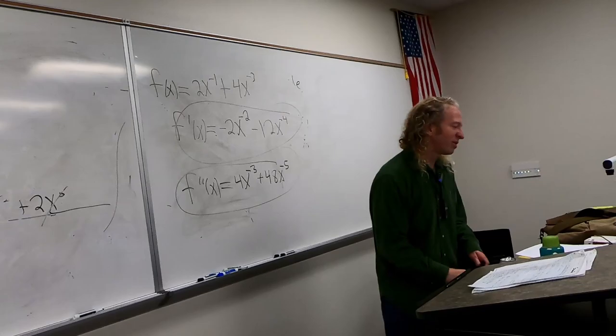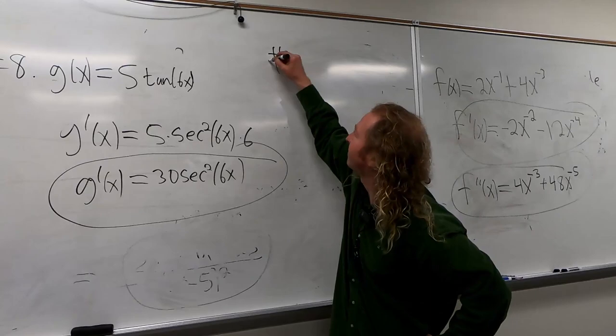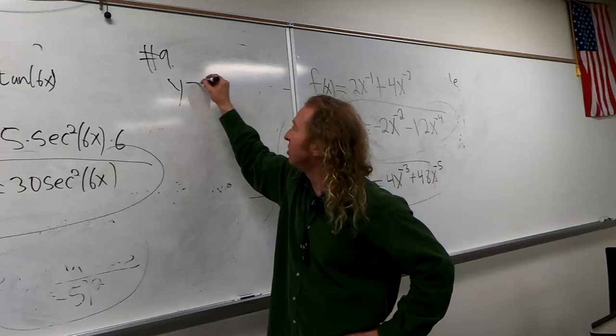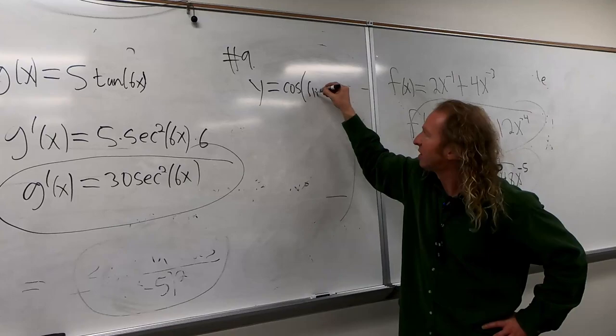I don't want to do it. That means we probably should do it. So let's do it. Number 9. So it's g of x. No, it's y. Sorry, it's y. Y equals, and it's written kind of funny. It's cosine of pi x to the 5th.